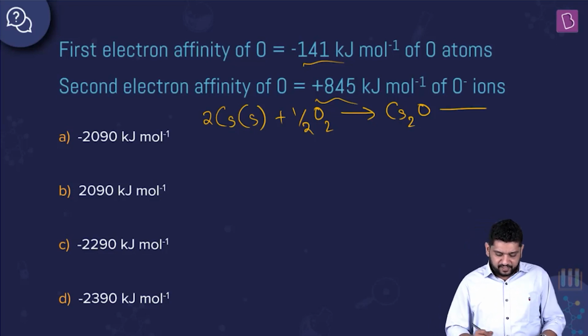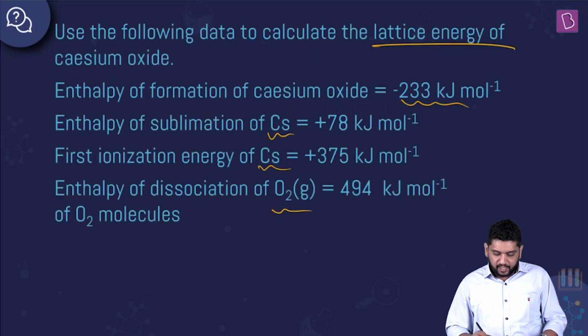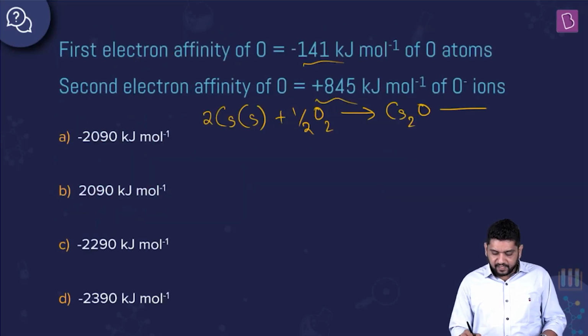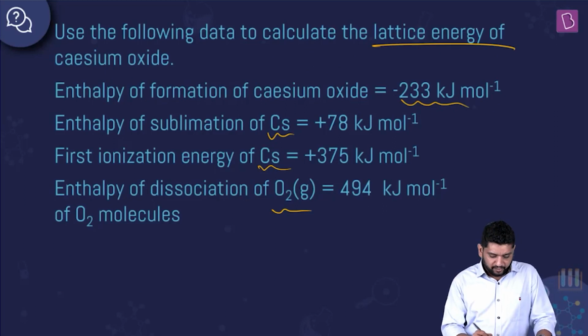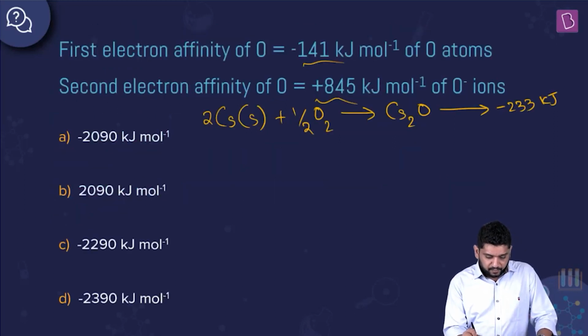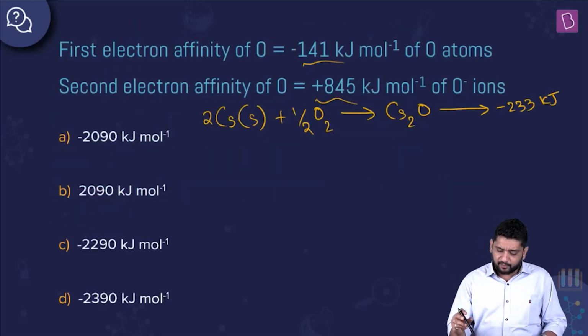Here, what is given is that the enthalpy of formation of cesium oxide is minus 233. Is this value in kilojoule per mole? Yes, all of them are in kilojoule per mole. Life is sorted. Minus 233 kilojoule per mole. I'm not even going to write kilojoule anymore.